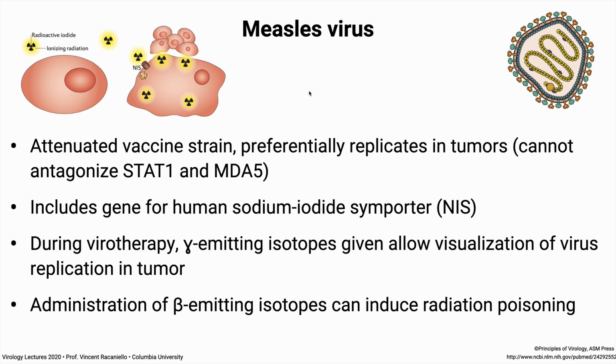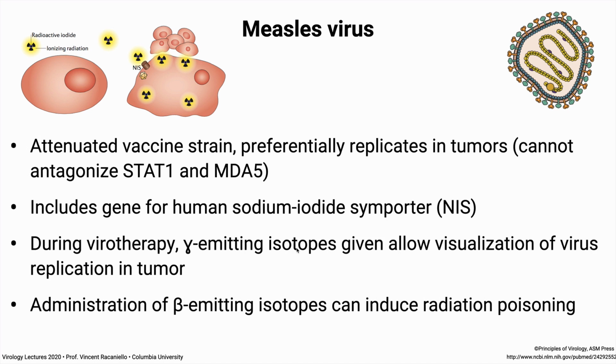Measles virus is another one used for killing tumors. In particular, the vaccine strain preferentially replicates in tumors because the mutations selected for that make it a vaccine turn out to make it unable to antagonize STAT1 and MDA5 innate sensor. And so this preferentially grows well in tumor cells. And what they've done is they put a symporter gene in here, the sodium iodide symporter. So now you have this virus producing the symporter in a tumor cell.